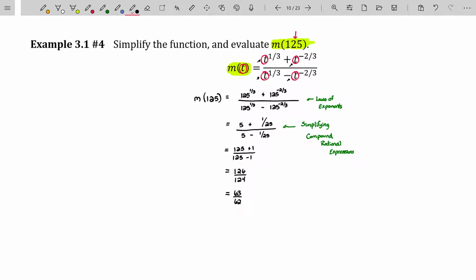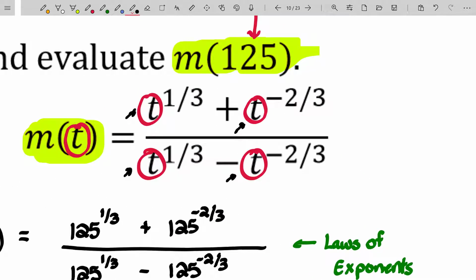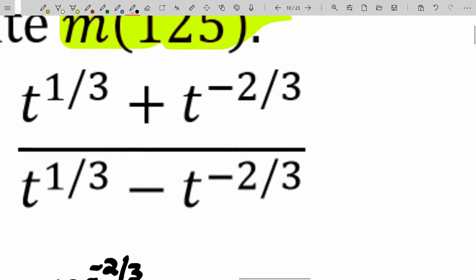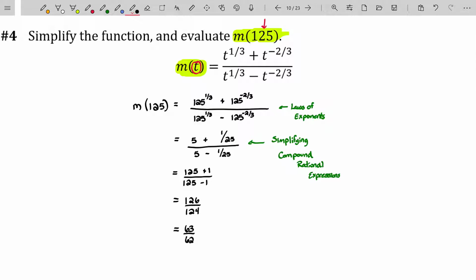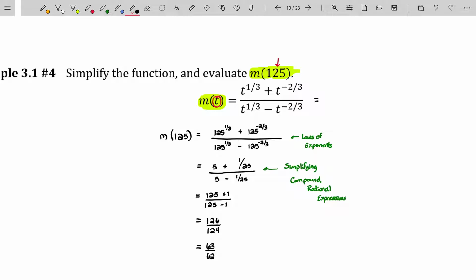I did say there's another way to do this, but I'm not going to showcase it. I'm just going to say it out loud because honestly, nobody's going to do it. Another way you could have approached this is to simplify this statement first. But I wouldn't do that, honestly, just because I'm only being asked to evaluate this for one value of the input. If I was being asked to evaluate this function m at several values, I would probably start by simplifying this compound rational expression first. But that's probably something that we don't need to really worry about.